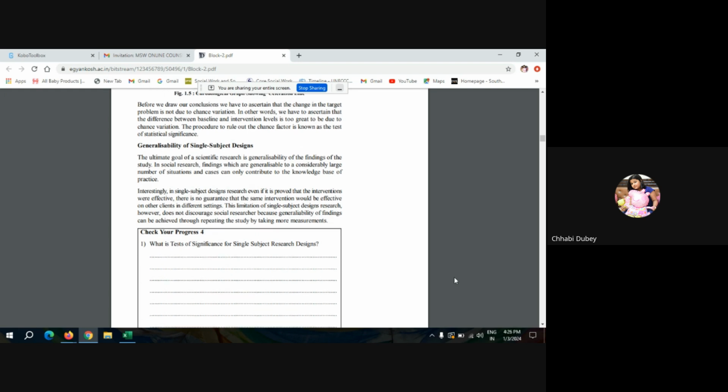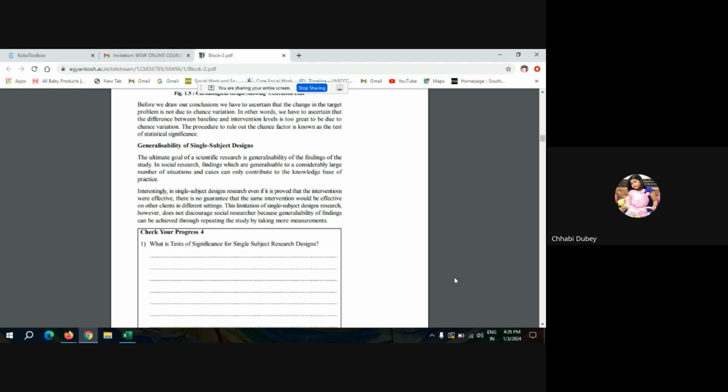Now, how generalized are these single subject designs? See, the ultimate goal of any scientific research is generalizability, so that you can get inferences which can be generalized. The more generalized the inferences are, the more objective or universal they will be. Their applicability is going to increase. They're going to be more universal. So that is why a greater generalization definitely means a greater amount of scientific rigor and a greater amount of objectivity in the research.